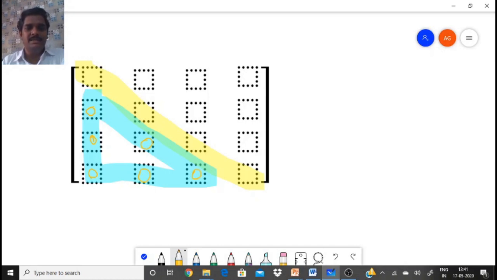What about the rest of the places? You can fill anything on the rest of the places. So suppose I fill 1, 2, -1, 5, 3, 0, 2, 0, 0, 1. Okay. So we can have anything on the rest of the places, either a 0 or a non-zero number. But what is important? You should have 0 below the diagonal.